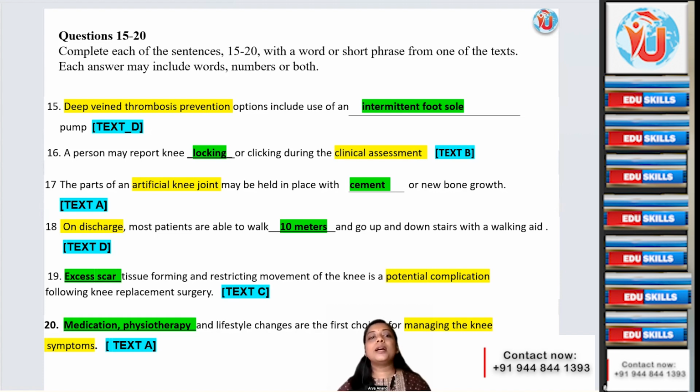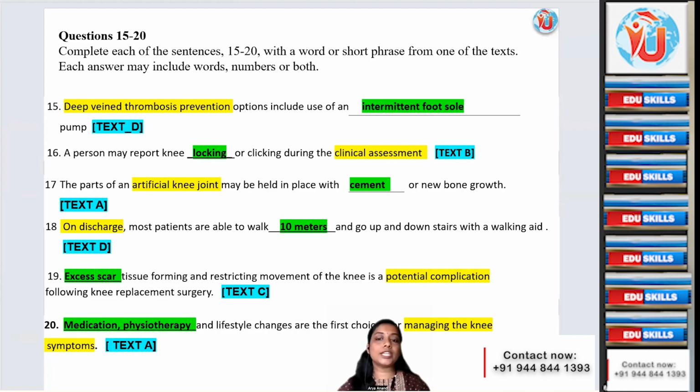The parts of an artificial knee joint may be held in place with a dash or new bone growth. Cement. Artificial knee joint is from text A. On discharge, most patients are able to walk dash and go up and down stairs with a walking aid. From which text is it? D. The answer is 10 meters. Then, dash tissue forming and restricting movement of the knee is a potential complication following total knee replacement surgery.